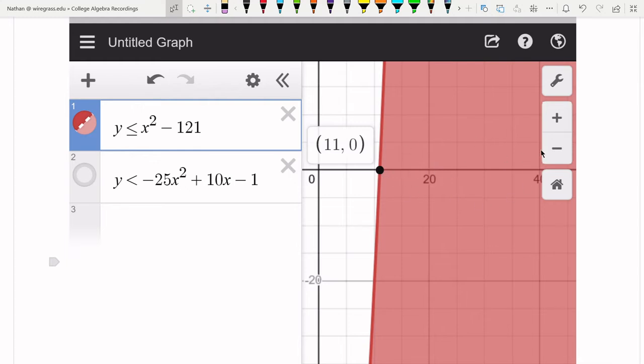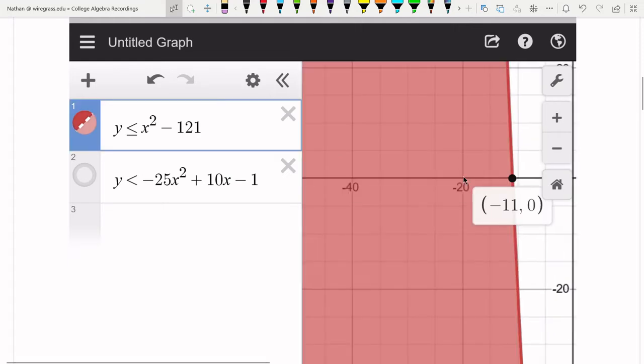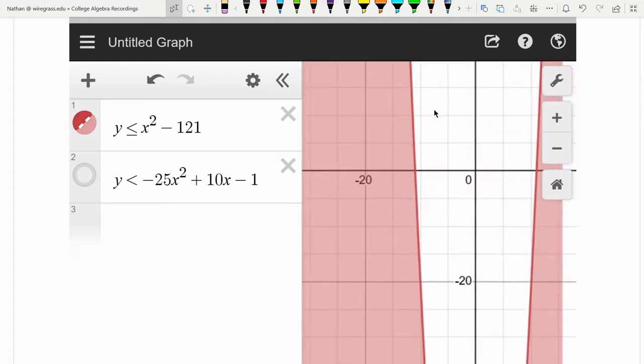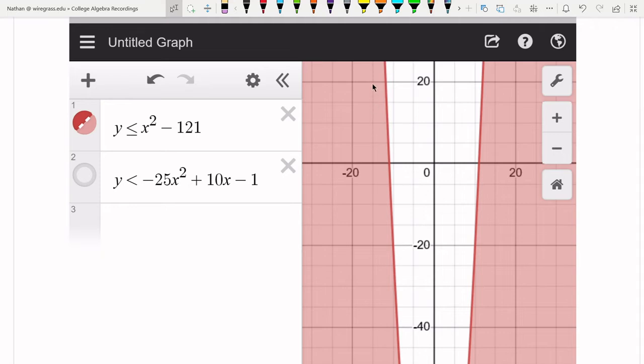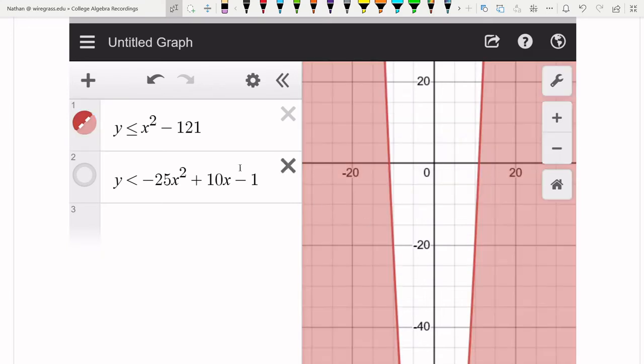So all the positive values that are greater than 11, and all the negative values that are less than -11. But we also include the boundary points. That's seen by this solid line that's graphed here, the solid red line. So -11 and 11 are included. That's how you can read the graph.